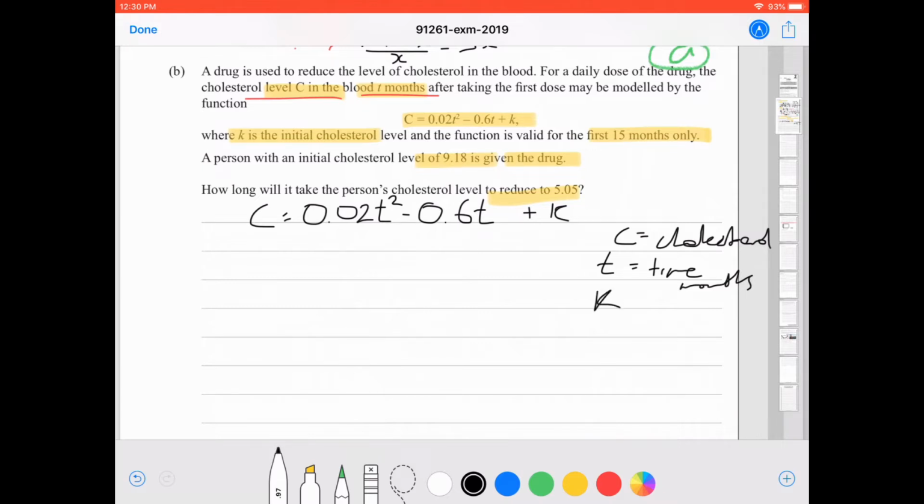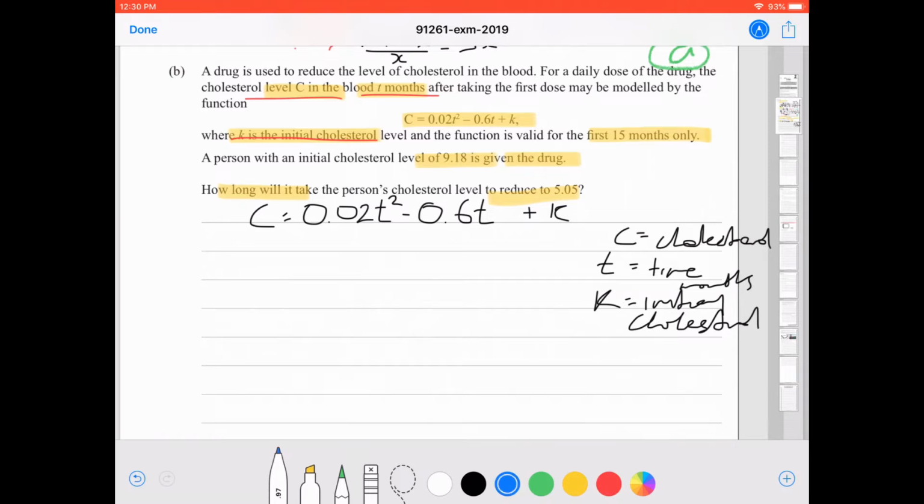And K, it says, is the initial cholesterol level. So we've got 3 variables here. It's asking us to find how long it will take. So we're solving for T, and we've actually been given values for C and K.